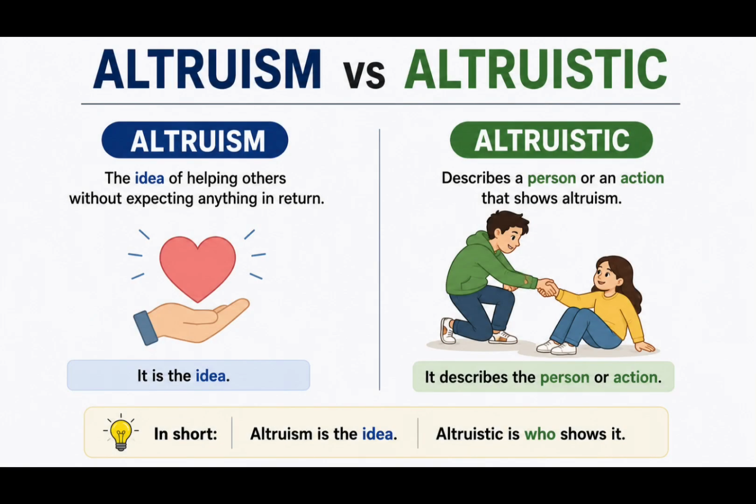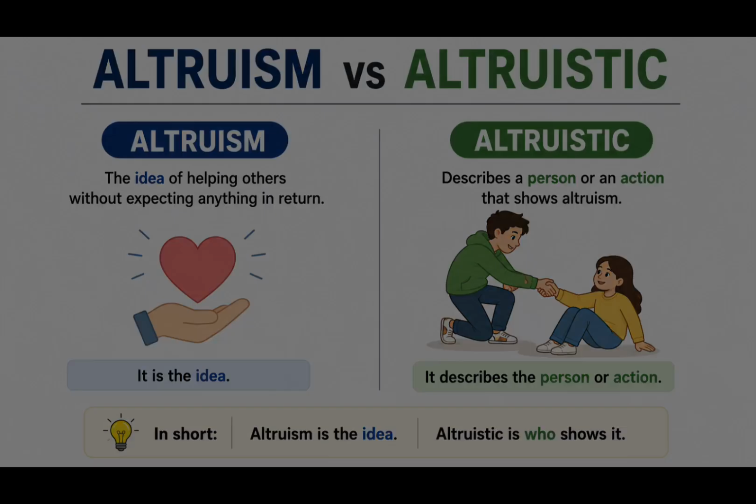Now, till this point, you clearly understand what altruistic and altruism mean individually. But here's where most people get confused, because both words sound similar and both are about helping others. So the real question is, what is the actual difference? Let me make it super easy for you. Altruism is the idea or concept of helping others selflessly, and altruistic is used to describe a person or an action that shows that idea. Same root word, but different roles. I think now it's clear to you.